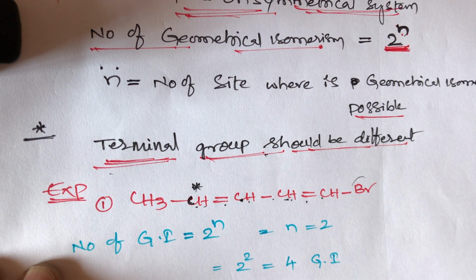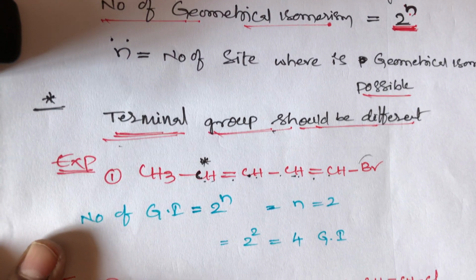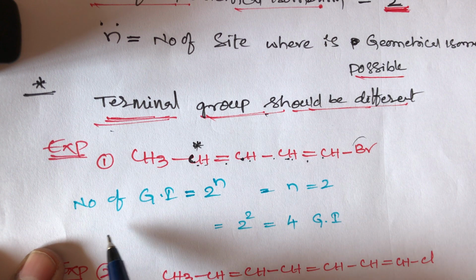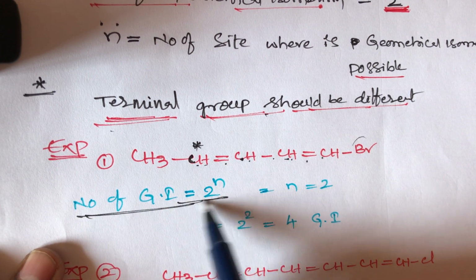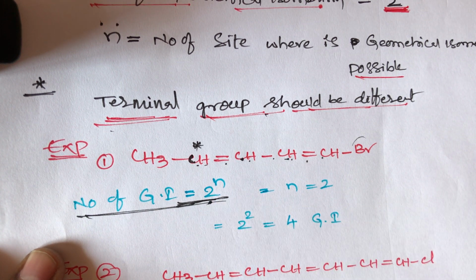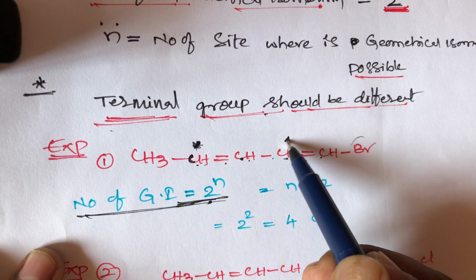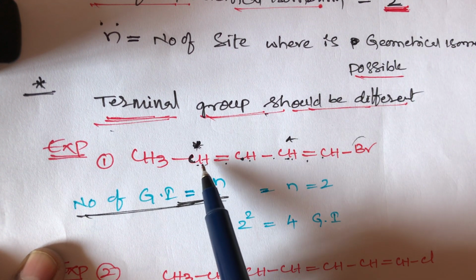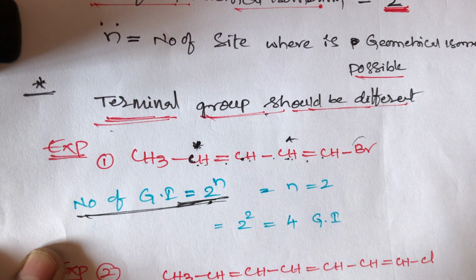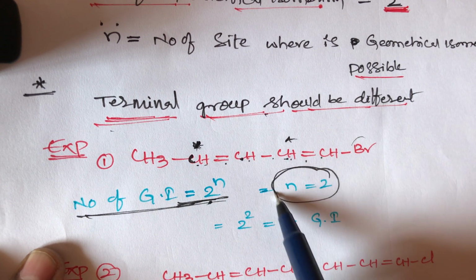So how many geometrical isomers are possible? The formula is 2 to the power n. This is the simple trick, students. Here n means the number of sites. Here also one site is there, here also one site, so two sites are there. These two carbons will show geometrical isomers. That's why n is equal to 2.